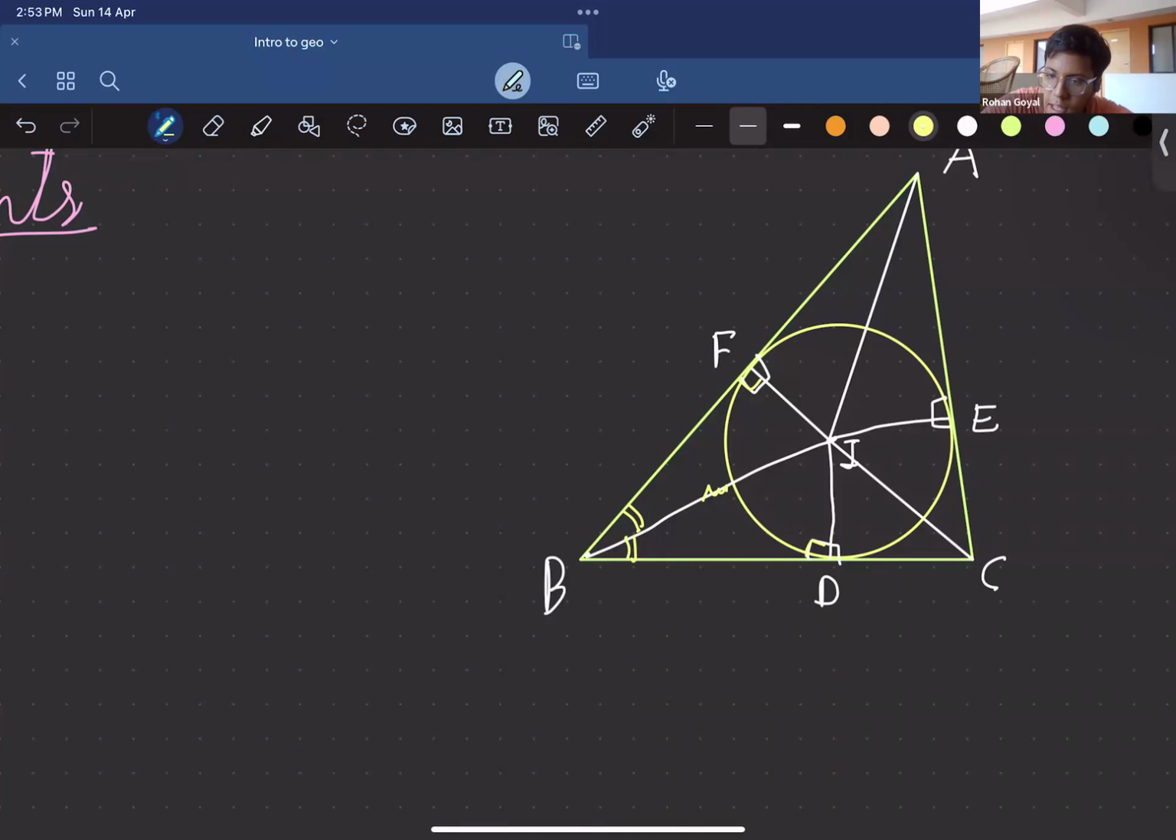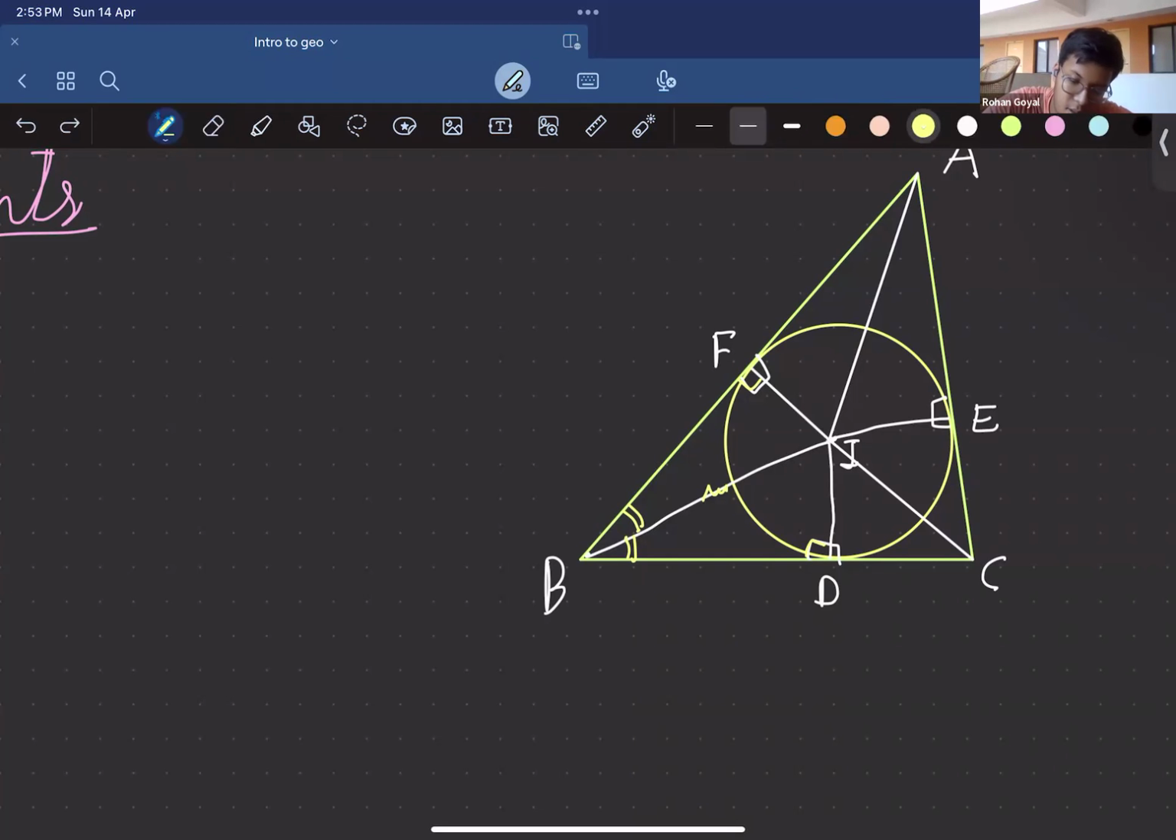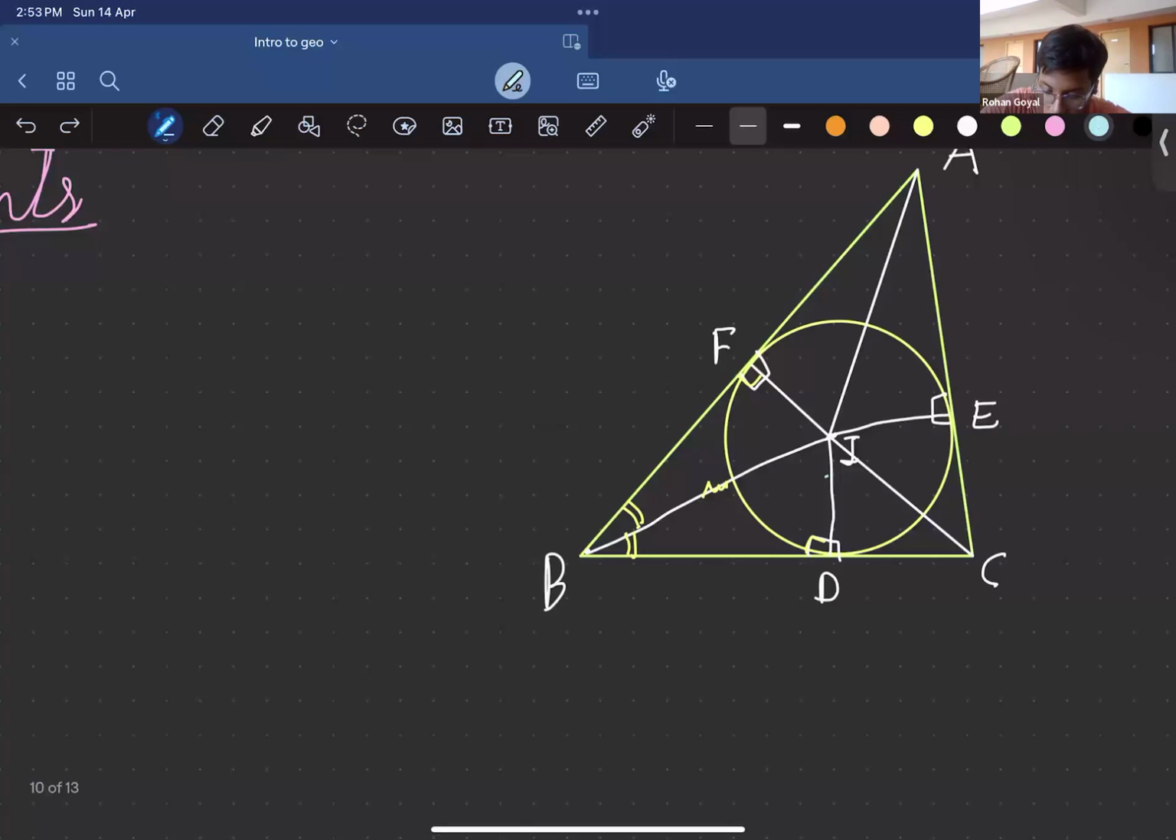So by RHS similarity, or whatever similarity you like. No, this is just ASA. This is congruence. ASA congruence. You get that. This length is equal to this length, and this length is equal to this.